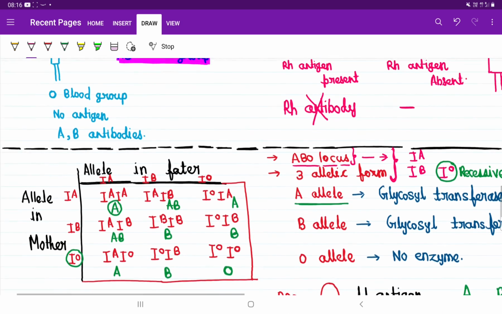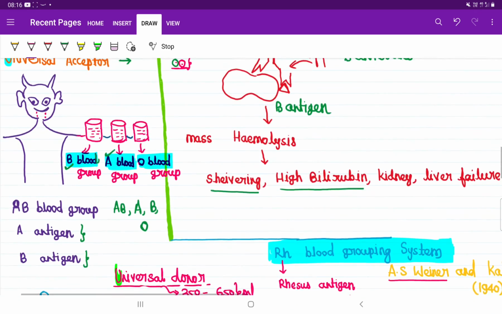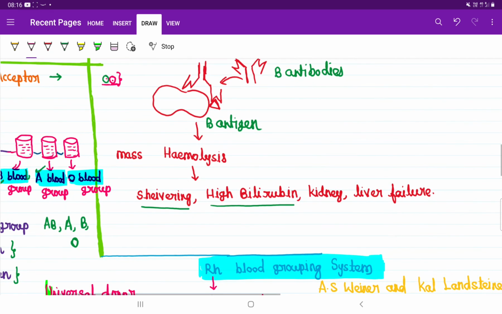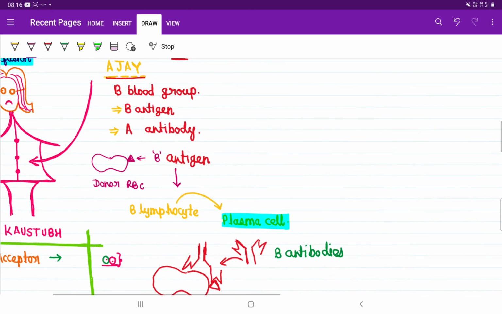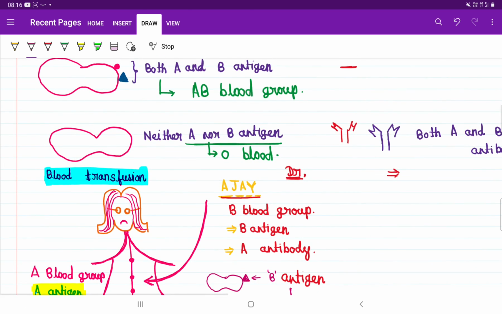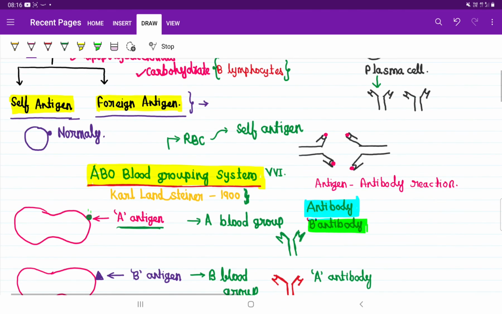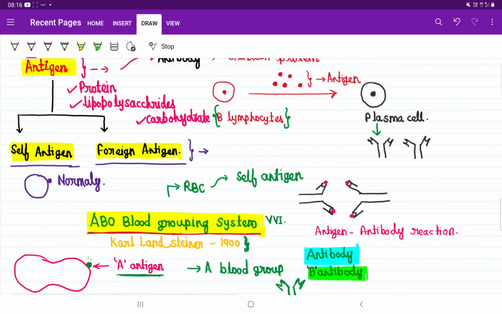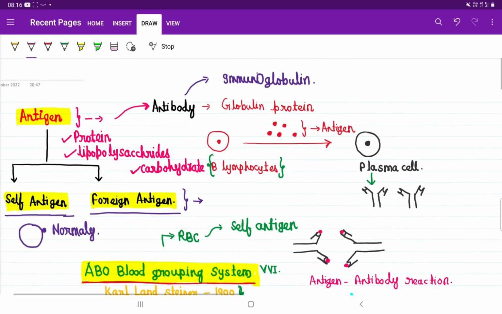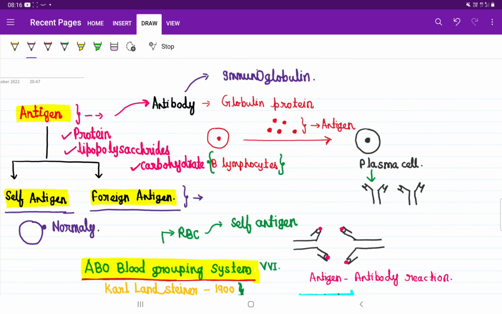So in this video we discussed the structure of antigens, then which kind of alleles are present in these antigens, then the universal donor and universal acceptor concept, then how to transfuse blood, then the different antigens present in the ABO blood grouping system and RH blood grouping system, then what will happen if a wrong blood group is transfused, then the concept of self antigen and foreign antigen, and then how antibodies are produced.